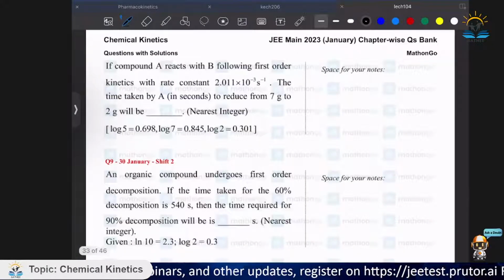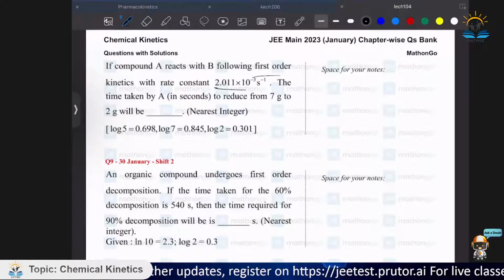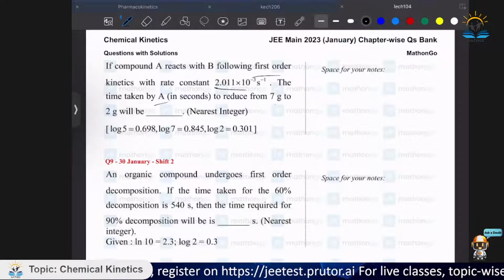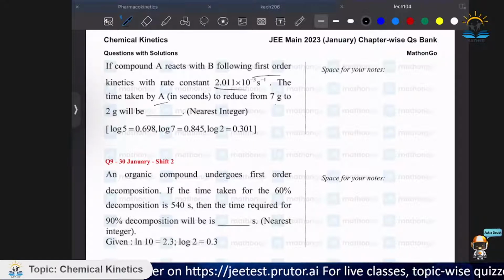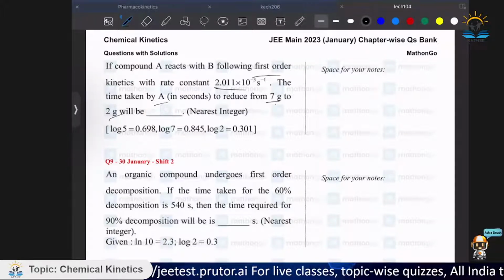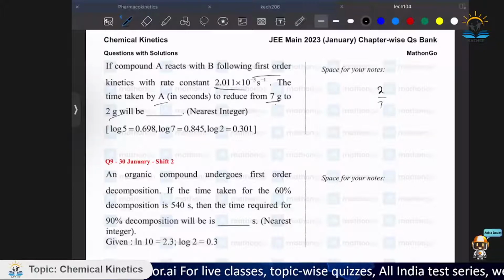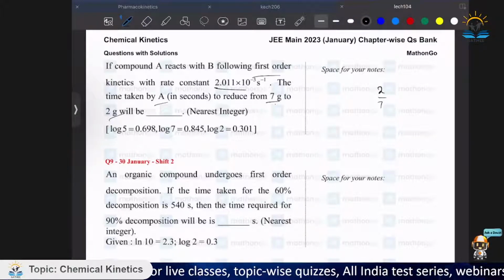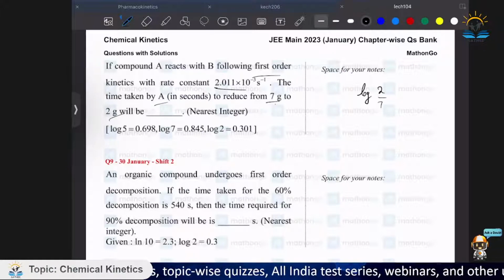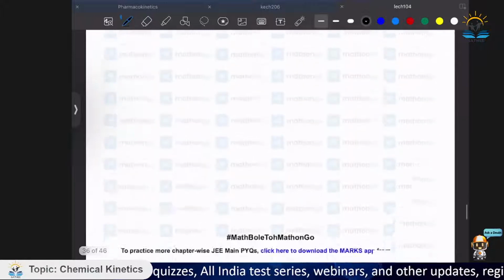Right. Next, compound A reacts with B following first order kinetics. Rate constant they have given. Time taken for A to reduce from 7 gram to 2 gram will be? 7 to 2 gram. 2 by 7, log. What's the formula? I remember.